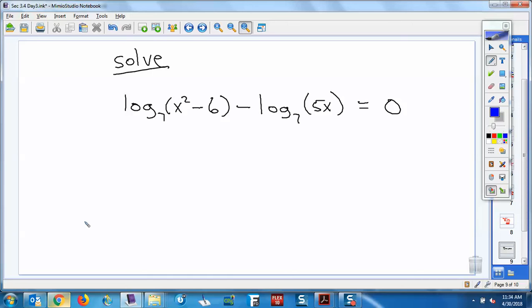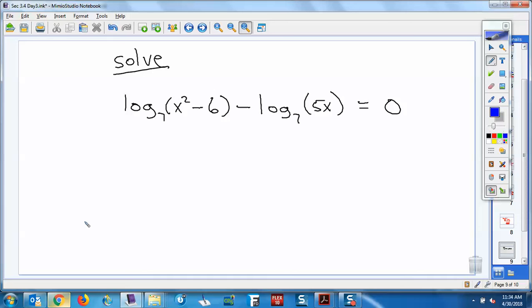Any ideas? There's really two routes you can go here, and either route will get you where you want to go. Add the log 5x to the other side. That's one option. What would be the other option? Couldn't you divide by log the base of it? Just get rid of it? After you add it, yeah, after you add the log over there. Okay, but what's the other route?